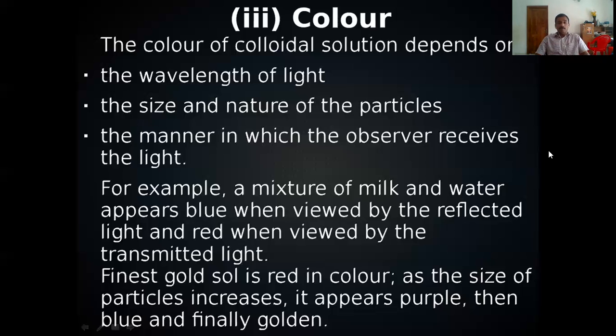Similarly, in the case of gold sol, the finest gold sol, means size of the particle is very small, is red in color. As the size of the particle increases, it appears purple, then blue, and finally golden. So these are some of the examples to understand the color of colloids. That depends on various factors, mainly three factors. You may remember it.